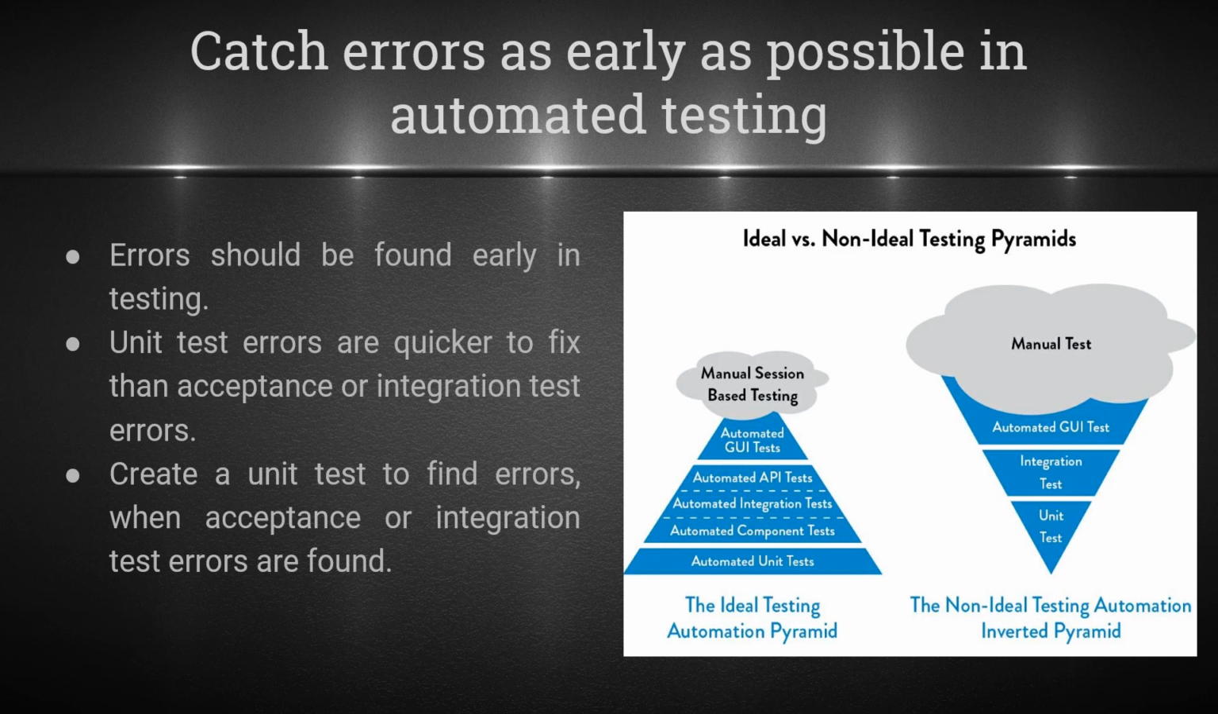We should design our tests to try and catch errors as early as possible. When it comes to finding and fixing errors, the sooner we catch them, the easier they are to fix. This also saves us time in testing code that is ultimately going to fail. As mentioned before, the fastest tests to run are unit tests, and so it is best to find errors here, where they are easier and quicker to fix than acceptance or integration test errors.